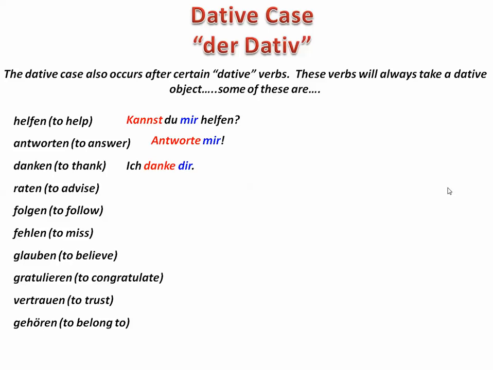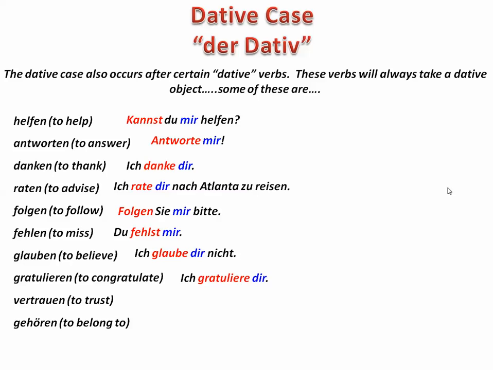Antworte mir. Ich danke dir. Ich rate dir. Folgen Sie mir bitte. Du fehlst mir. Ich glaube dir nicht. Ich gratuliere dir. Kann ich dir vertrauen? Das Buch gehört mir. So in all these instances we have a dative object, not because it's an indirect object or because it comes after a dative preposition, but because it's the object of a dative verb. So that's an added little twist with the dative you have to watch out for.